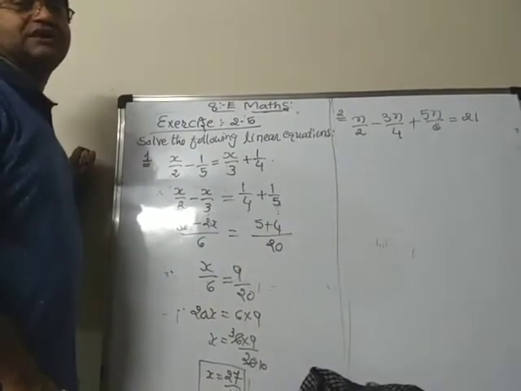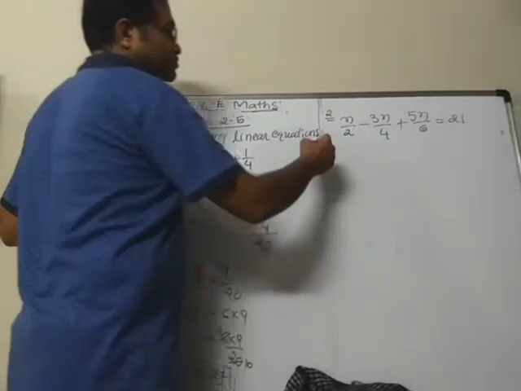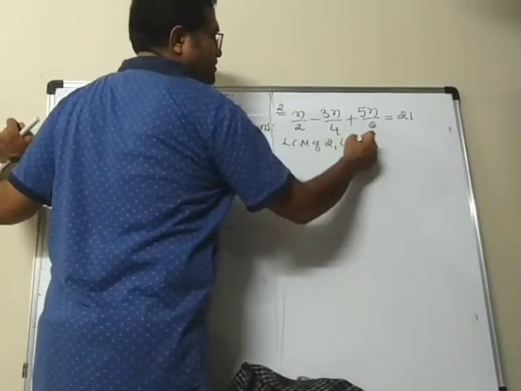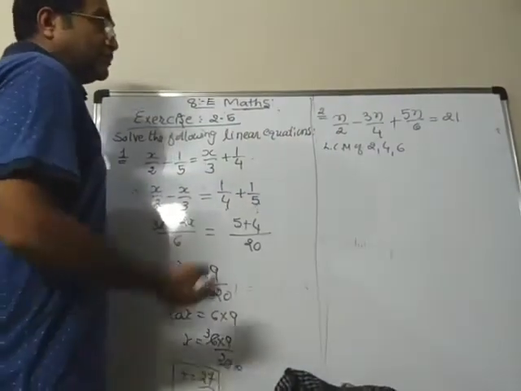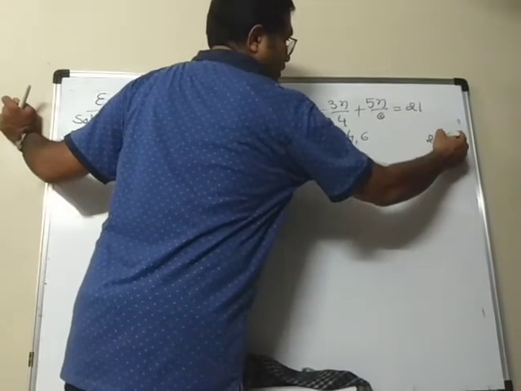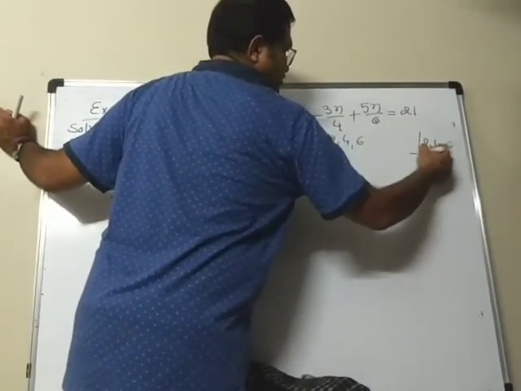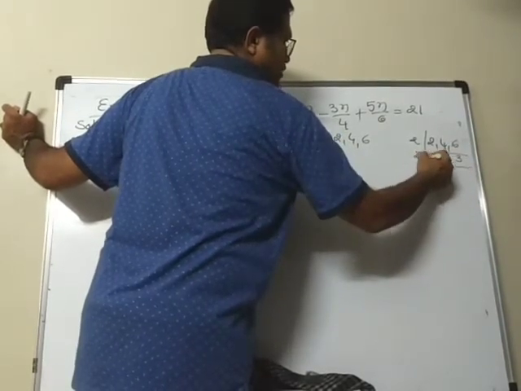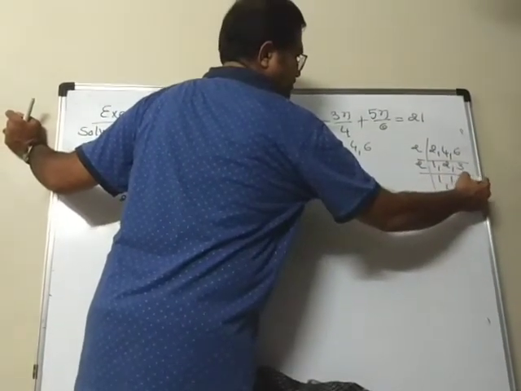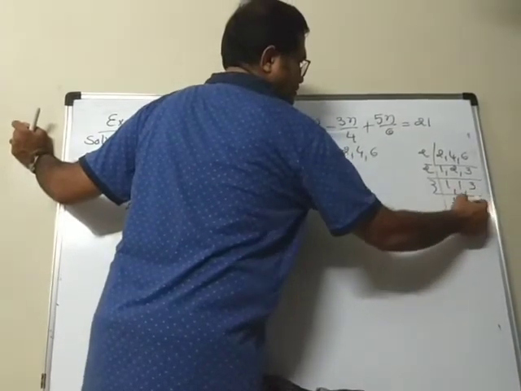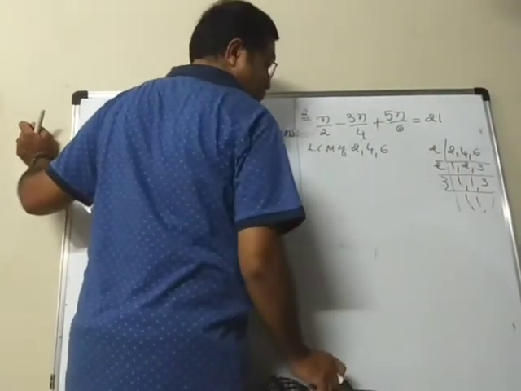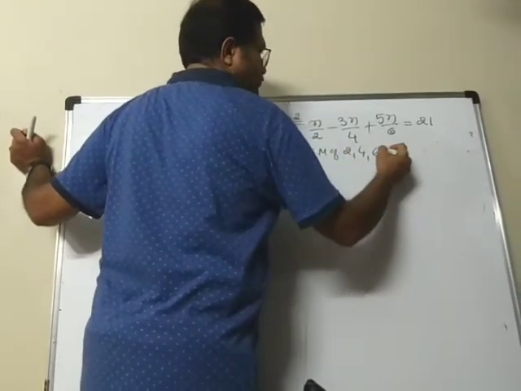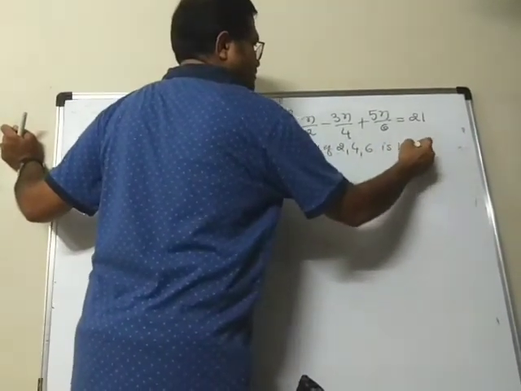Multiply all the terms with the LCM of 2, 4 and 6. So LCM of 2, 4 and 6. If you don't know how to do it orally, just do it in the rough. 2 1s are 2, 2 2s are 2, 3 as it is 3, 1 1 1. So 2 2s are 4, 3s are 12. 12 is the LCM. So LCM of 2, 4, 6 is 12.